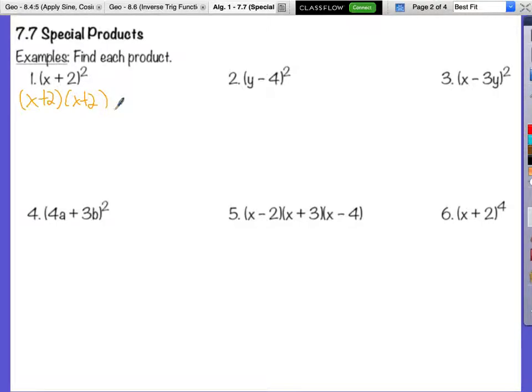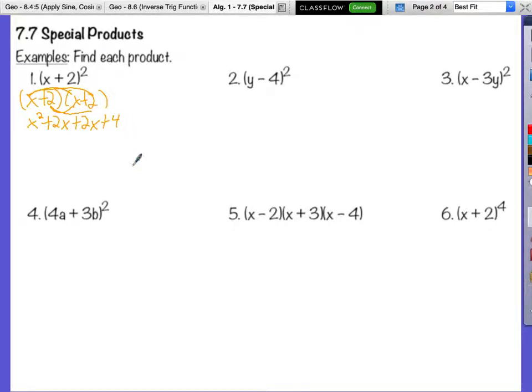Now, what do we do when we have 2 binomials multiplying together? We talked about this Tuesday a bit here. Yeah, we FOIL. So we do our first, x times x. Then we do our outsides, x times 2. Then we do our insides, 2 times x. Then we do our last, 2 times 2.